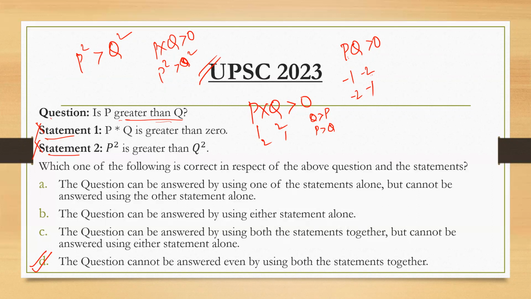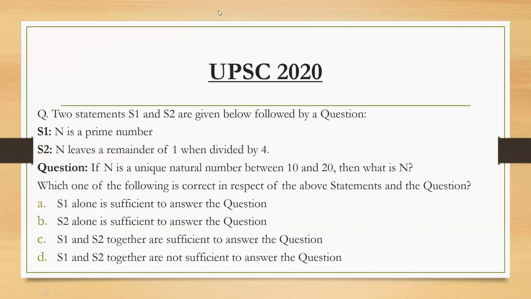Okay. Chalo. If this is clear, everyone got the answer. Now there is a straightforward, easy question asked in your UPSC 2020. N is a unique natural number between 10 and 20. What is n? Two statements are given. N is a prime number, so a prime number between 10 and 20. And statement 2 says n leaves a remainder of 1 when divided by 4. So you should get which statement directly answers your question.